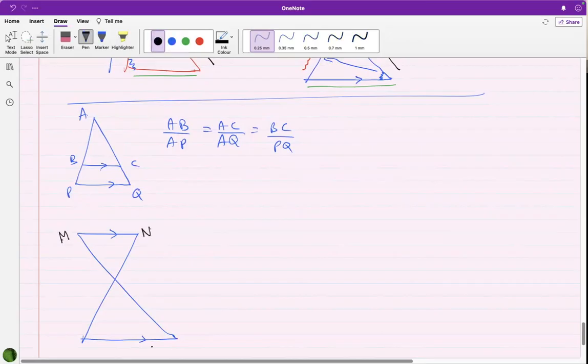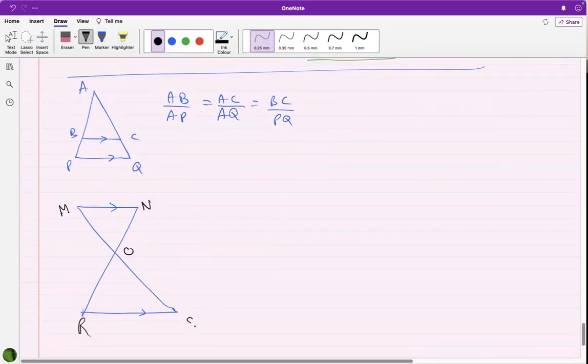M, N, O, R, S. So MN over RS is equal to MO over which side do you think? With RS, I mean MO, with MO is OS. See, MO is on this side and OS is on the other side. Why are they on the other side? Because the angles are also on the other side, alternate angles.